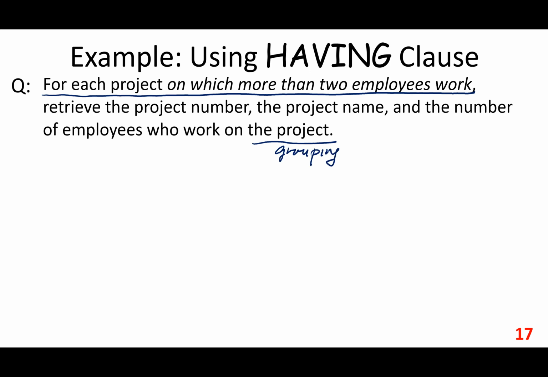Okay, grouping based on the project. But after you do the grouping, you want to apply an extra condition. It's not done yet. You need to represent another condition. So what's the condition? For the selected project, for each project, that means the one you select, on which more than 2 employees work on. You count the number of employees who work on this project. That number should be more than 2. So that condition, you can use that having clause to represent.